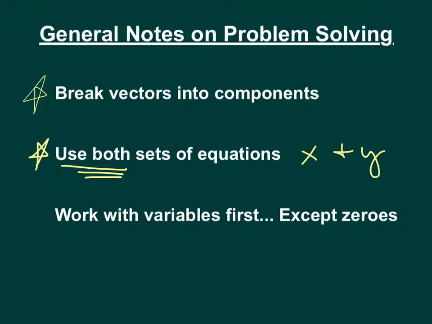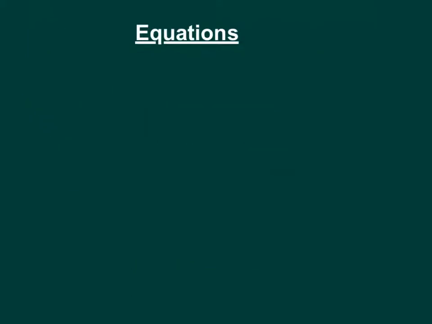Okay? And then the third part: work with your variables first, except zeros. This makes debugging your problem so much easier, and you can follow through what's going on. And we'll see a really good example of this in a moment. So there are three motion equations we're going to use.